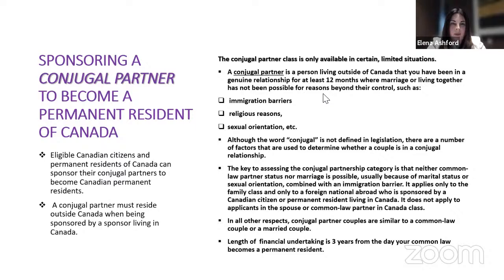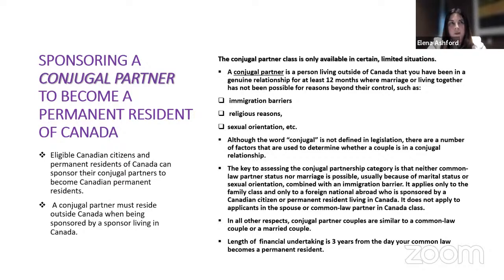So Riyadh asked a question: when sponsoring a spouse living outside of Canada, can we apply for a work permit together with the application? That's a good question, Riyadh. So work permit applications can only be submitted with a sponsorship under the in-Canada spousal sponsorship processing class, and the same applies if you're sponsoring a common law partner or a conjugal partner within Canada. You can apply also for an open work permit.